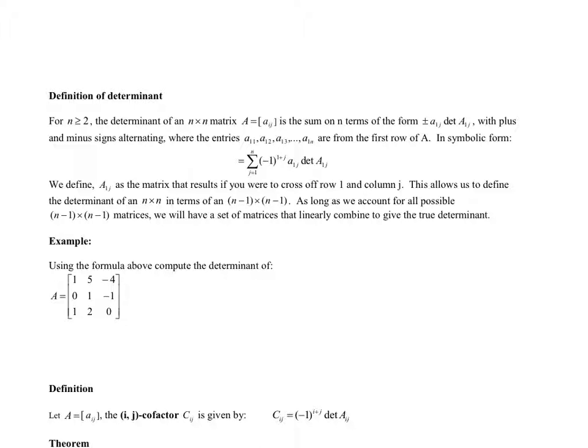We define A sub 1j as the matrix that results if you were to cross off row 1 and column j. This allows us to define the determinant of an n by n matrix in terms of n minus 1 by n minus 1 matrices. So we're taking the matrix that we're given and breaking it down into a simpler matrix.